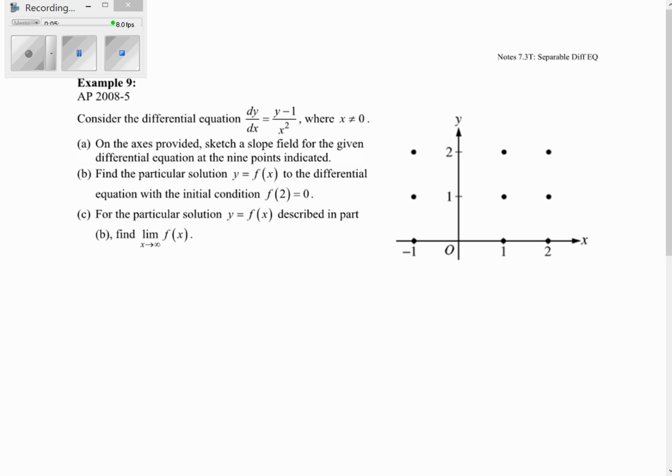Look, AP 2008, number 5. So this is towards the end of the AP exam. Alright, you have this differential equation where x can't be 0. That's why there aren't any dots here. So don't draw anything on the graph if they tell you x cannot be 0. Now sketch a slope field.